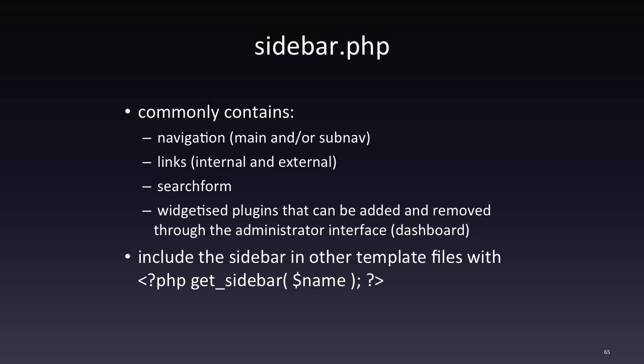Now you'll notice that the getSidebar function actually takes a parameter called name, because you can have multiple sidebars if you want. You might have a left and a right sidebar, and so you can include whichever one you want by assigning it a name and telling it through this parameter which sidebar you want to include. So you could include different sidebars on different pages, different templates, or multiple on the same page, or any combination of those things.